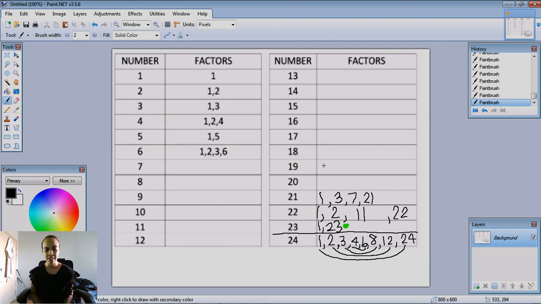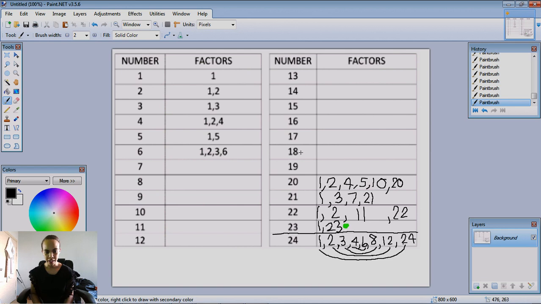Let's go to 19 over here. We can do 20. Let's do 20 actually. So we've got 1 and 20. It's easy to just draw a line like that. 1 and 20. 2 and 10. 3, no, not 3. 4, yes, 4 and 5. And there we go, we've listed all the factors of 20.